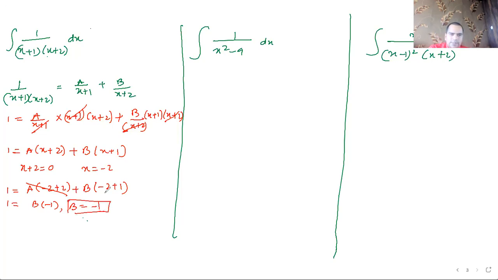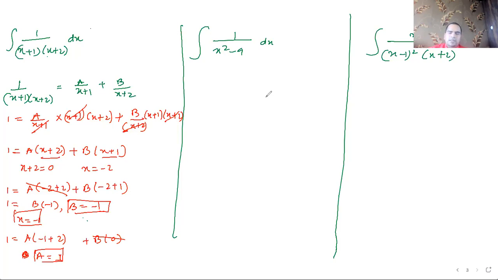Once you have b is negative 1, you plug in x is negative 1 here. Basically you make this bracket 0. So if I take x equals negative 1 on both sides, we get 1 equals a times (negative 1 plus 2) plus b times 0. So this is 0, and a equals 1. That's your basic integral, a equals 1 here.